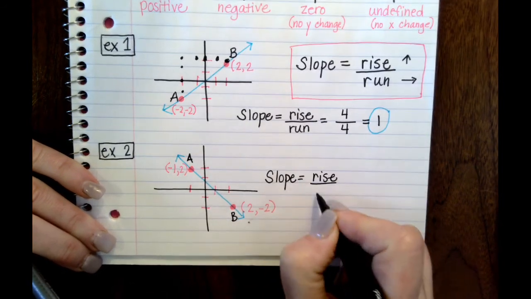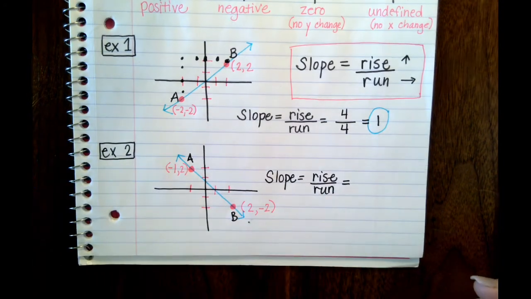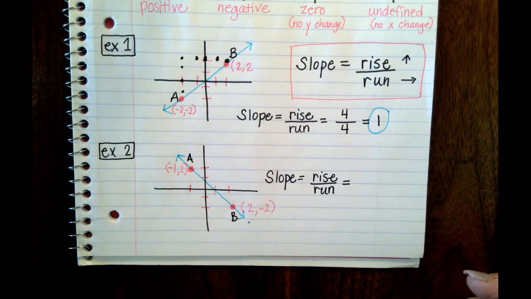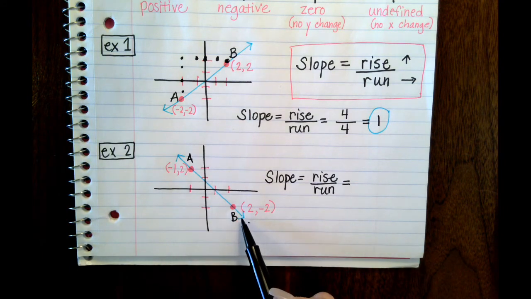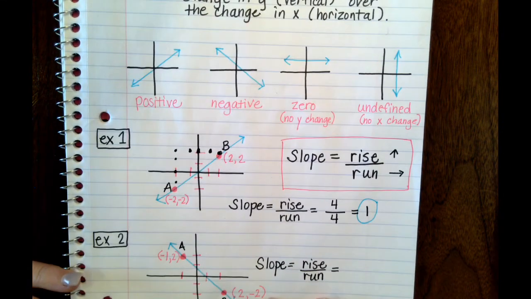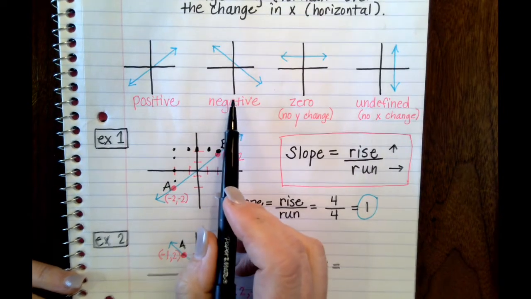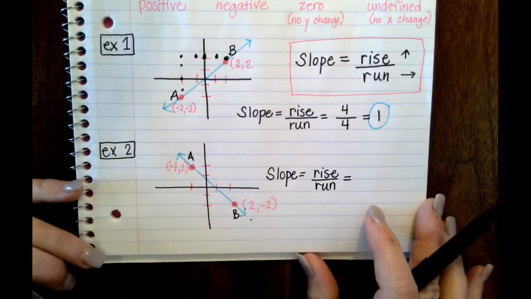I know it seems silly to keep writing rise over run, but it really will help you remember. So if I'm going from point A to point B, first of all, look at this picture. Which one of these types of slope does that look like? It looks like this negative slope right here. So let's see if my number actually comes out negative.